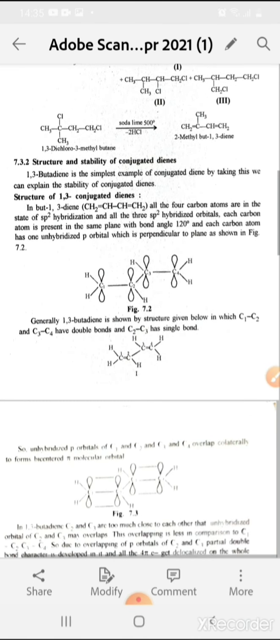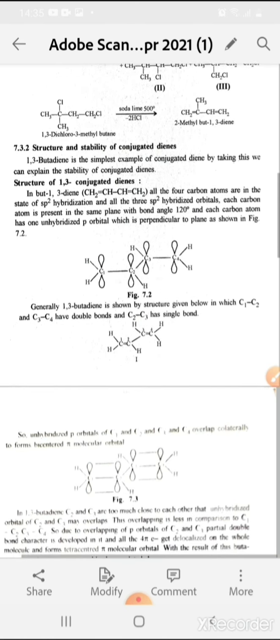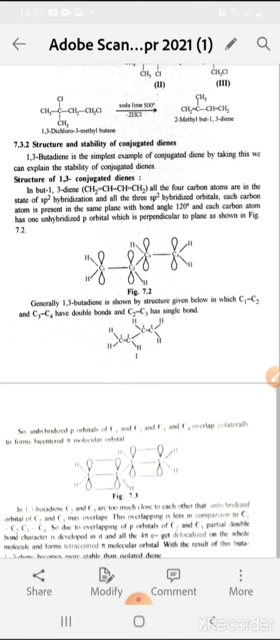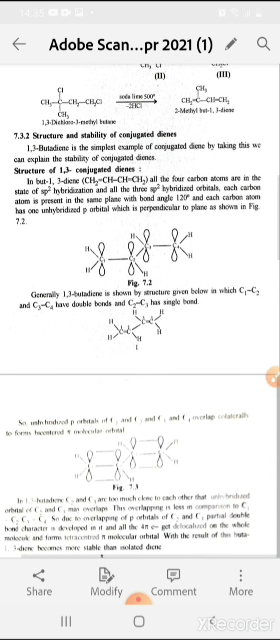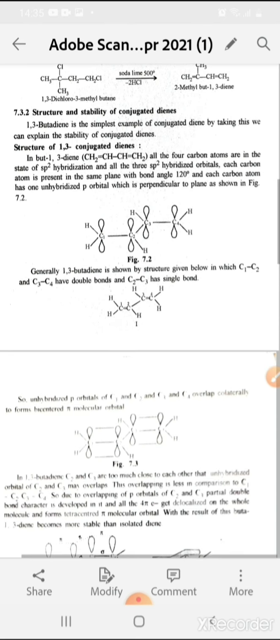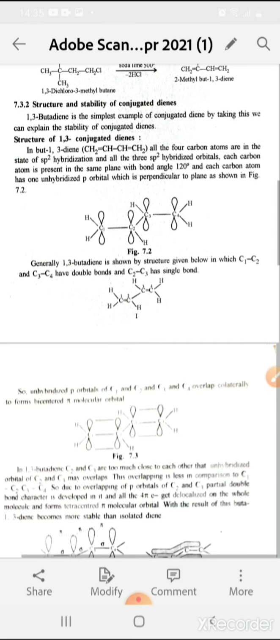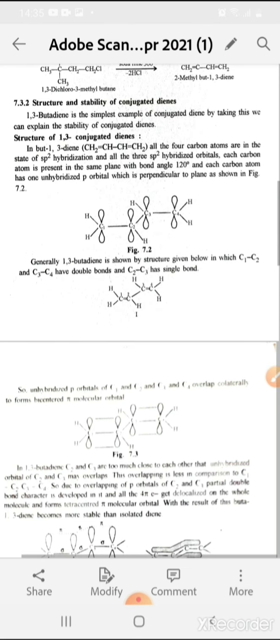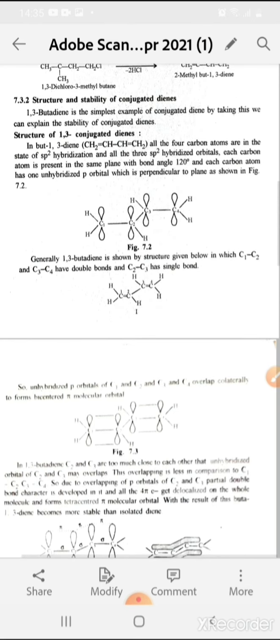Generally, 1,3-butadiene is shown by the structure as we can see in the second one given below, in which C1-C2 and C3-C4 have double bonds and C2-C3 has a single bond. So unhybridized p orbitals of C1 and C2 and C3 and C4 overlap collaterally to form bicentered pi-molecular orbitals. In 1,3-butadiene, C2 and C3 are very close to each other, so their unhybridized orbitals may overlap. This overlapping is less in comparison to C1-C2 and C3-C4.